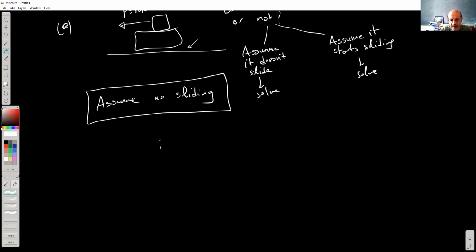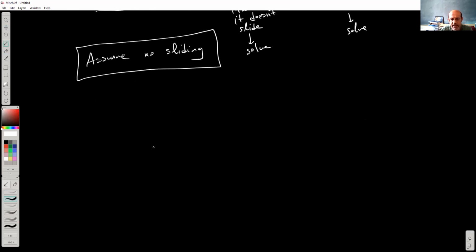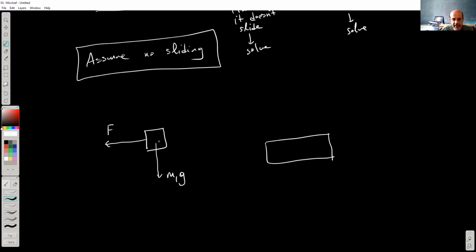let me draw this down there. I still need to draw the free body diagram of these two objects as two separate free body diagrams. So for this one, there's a force pulling it in the leftward direction. There's a weight force, M1G, and there's a normal force applied on it. So I'm going to call this normal force N1.